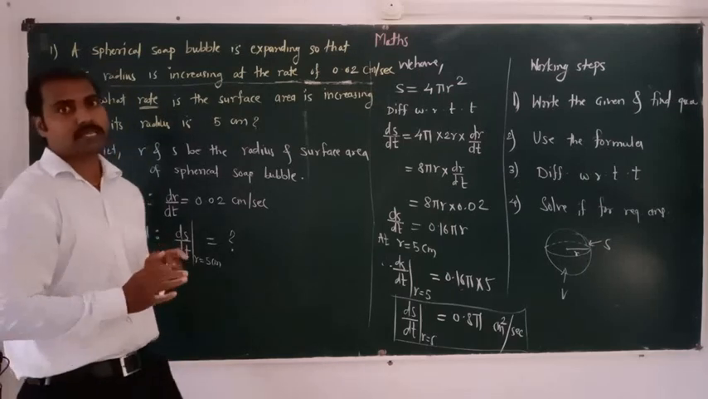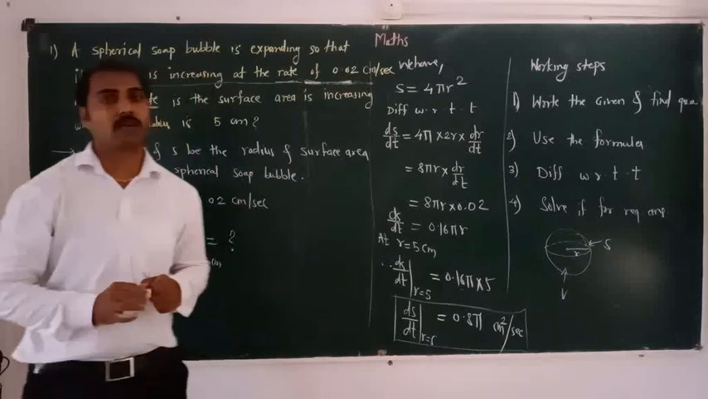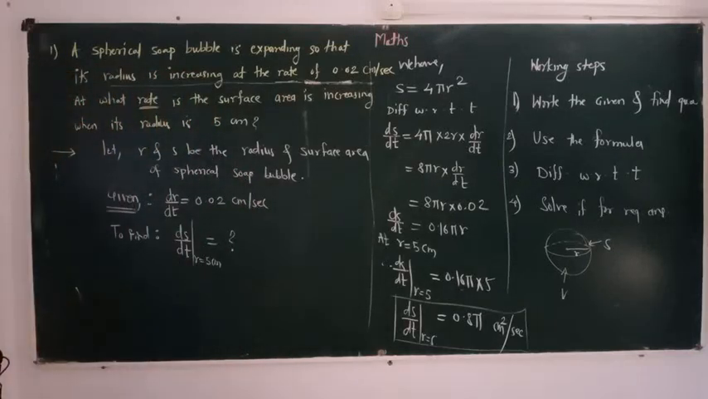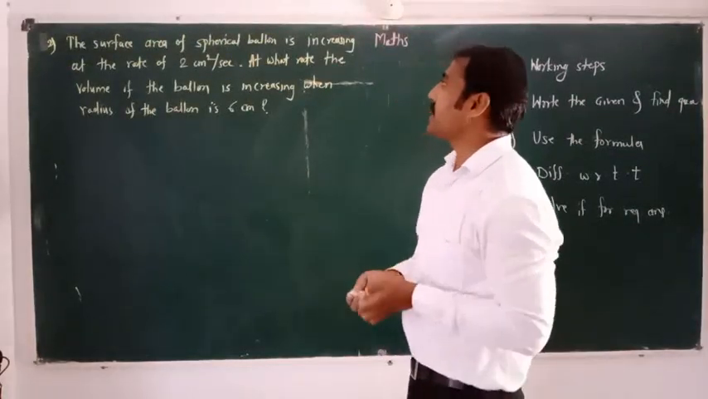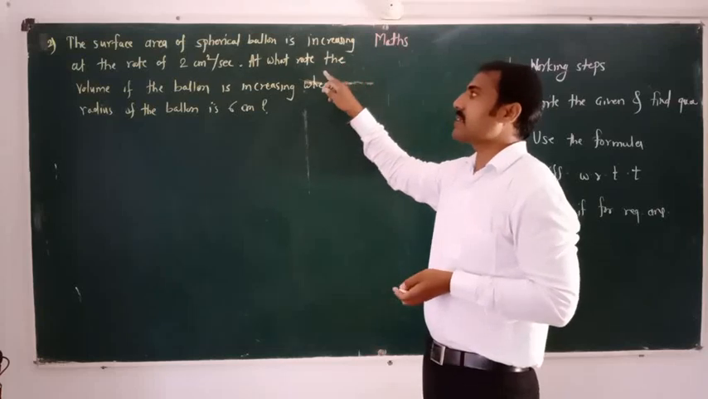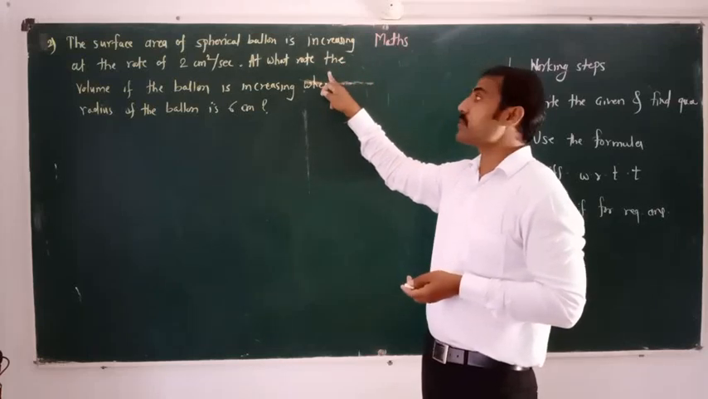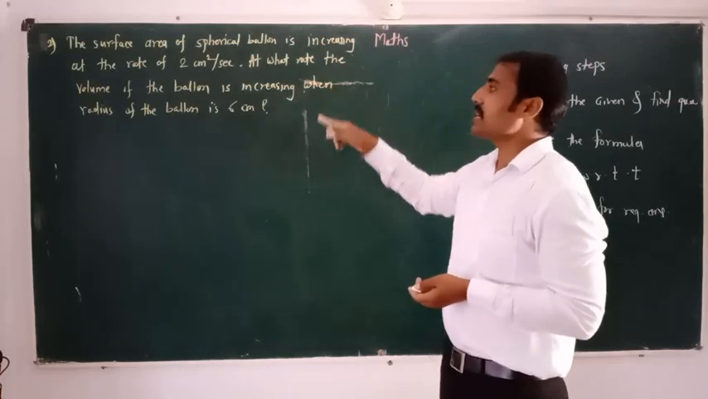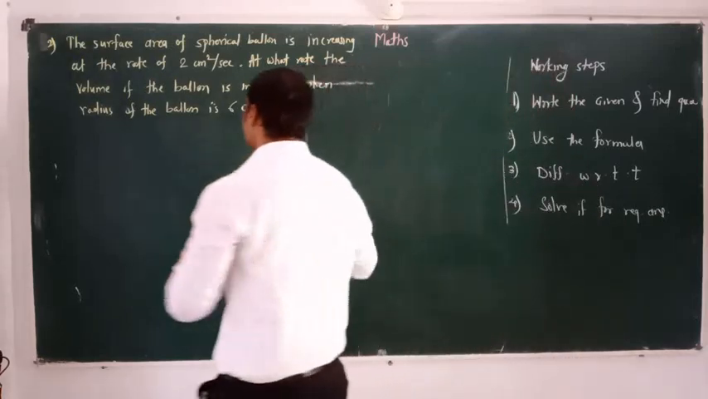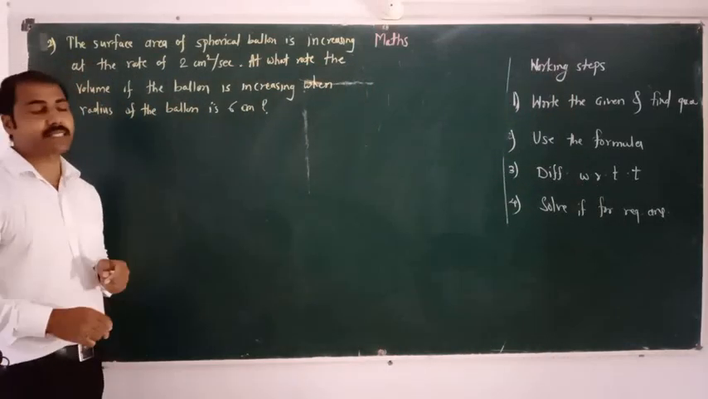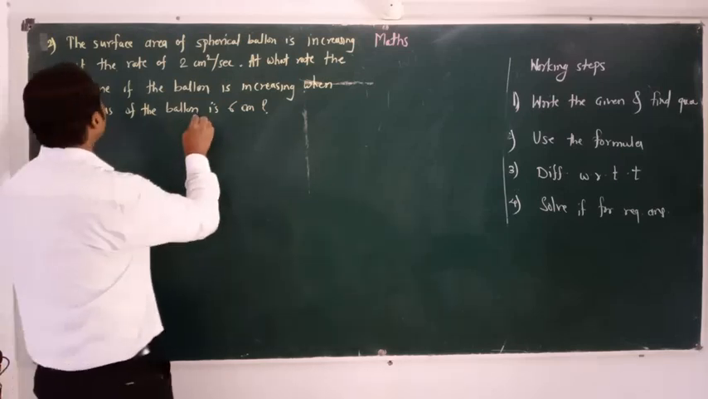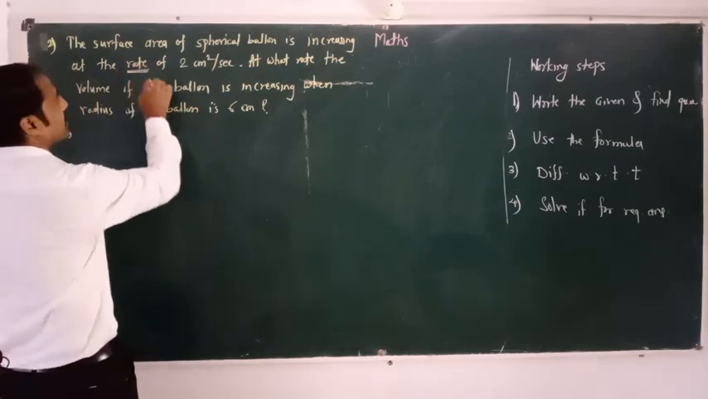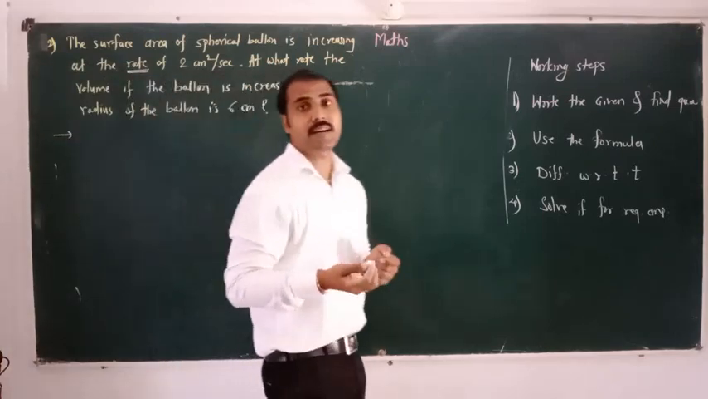It's our first example. Now moving to our second example. The surface area of a spherical balloon is increasing at the rate of 2 cm square per second. At what rate the volume of the balloon is increasing when radius of the balloon is 6 cm? Now again look here, there is the word rate, means the example is on rate measures.